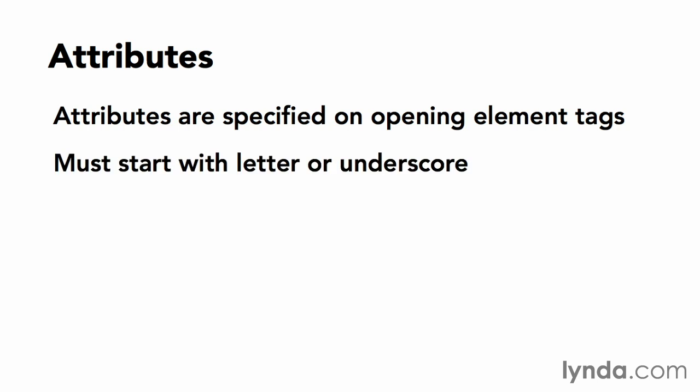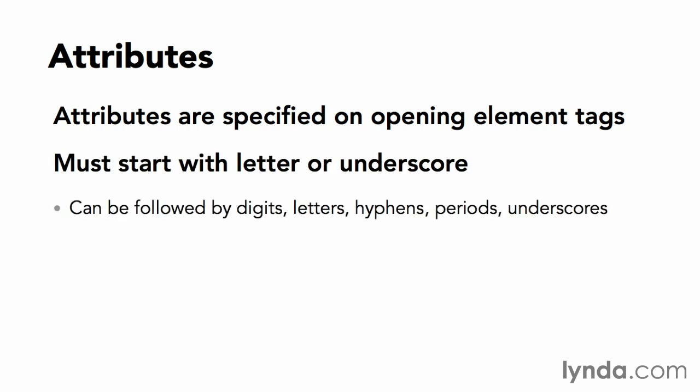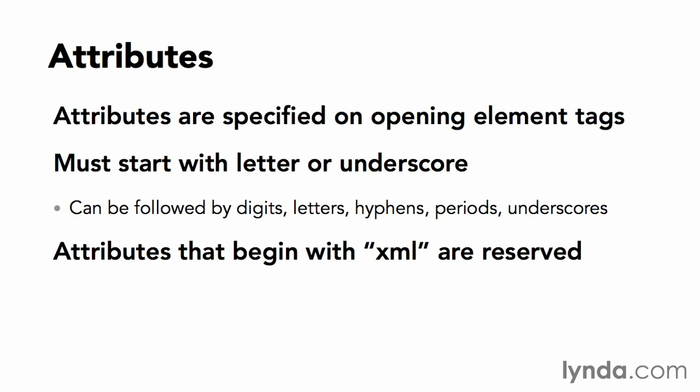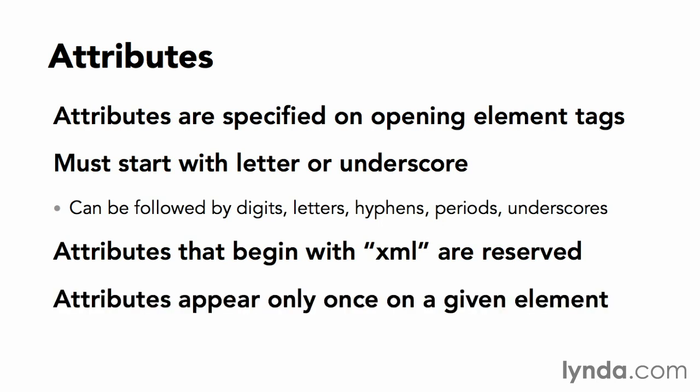Attributes in XML work the same way that they do in HTML. They're specified on opening element tags only. They have to start with a letter or an underscore, and again, they can be followed by digits, letters, hyphens, periods, and underscores. And just like tag names, attributes that begin with XML are reserved. Attributes appear only once on a given element. You can't have the same attribute name over and over again.